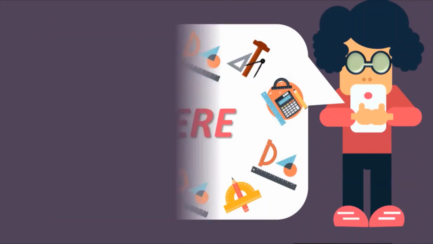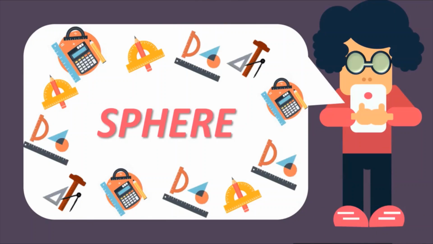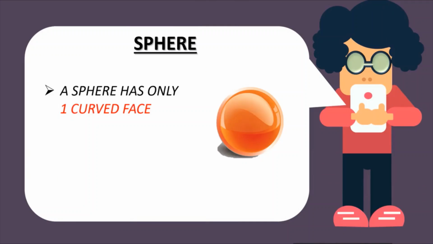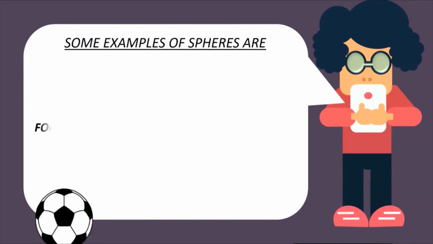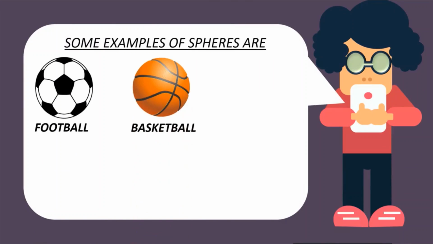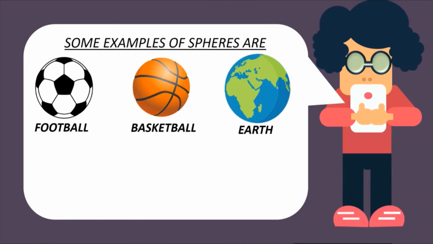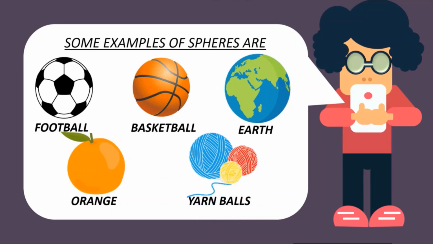Next is a sphere. A sphere has only 1 curved face. It has no vertices and no edges. And you know the examples. It is your football, your basketball, even the earth is a sphere. And an orange, the yarn balls. You may verify the number of faces your ball has.